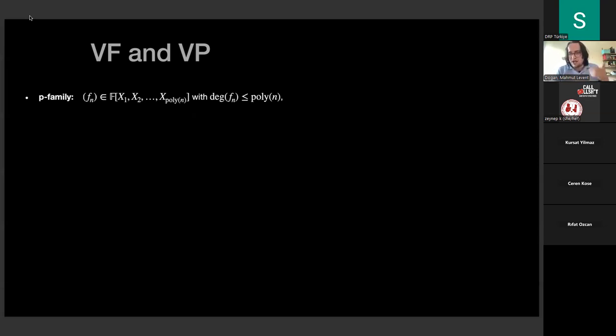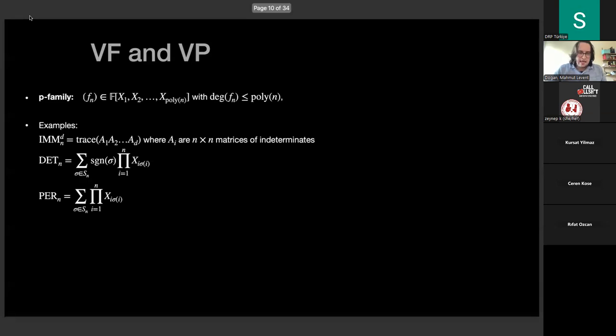So again, we have to think about families of polynomials, not one concrete polynomial. Examples of these p-families are, for example, iterated matrix multiplication. You have d matrices, each of them n by n, whose entries are different variables. You multiply these d matrices and take the trace. That's called iterated matrix multiplication.